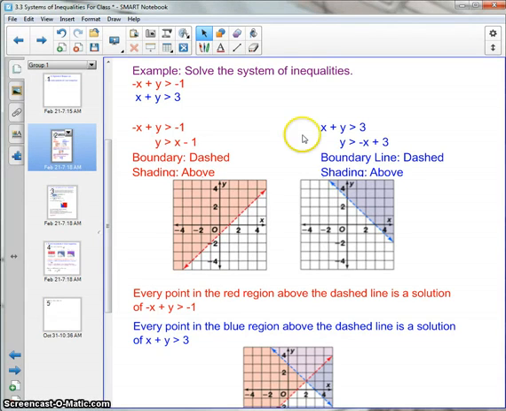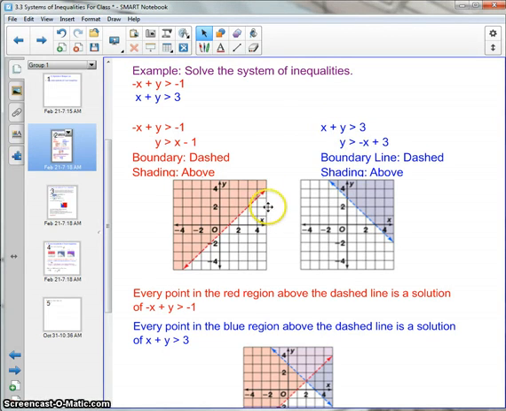And then in our blue, we have the inequality x plus y is greater than 3. Once again, we want to solve for y. So we subtract this x from both sides. We get y is greater than negative x plus 3. And once again, we see that because of this inequality symbol being just greater than, our boundary line is going to be dashed, and the values for y are greater than that boundary line, so we want to shade above.